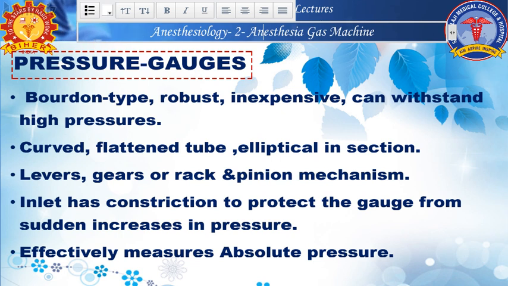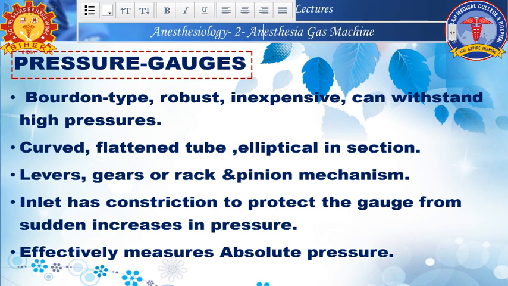It shows the pressure, how much the cylinder contains, how long it will last. In the case of a pipeline, again the pipeline pressure drops. This one pressure gauge shows us everything. So it's a Bourdon type. It's robust and inexpensive. The main advantage is that it can withstand any amount of high pressure.